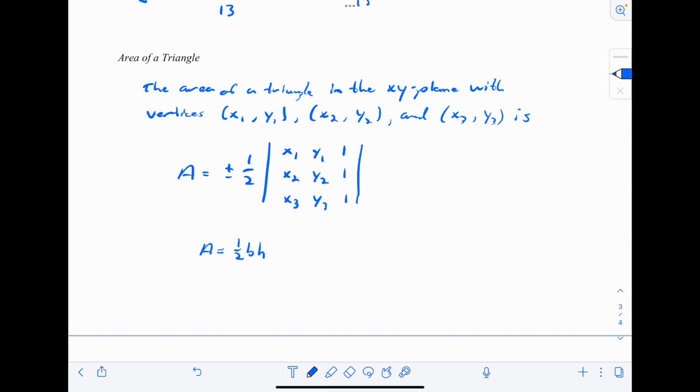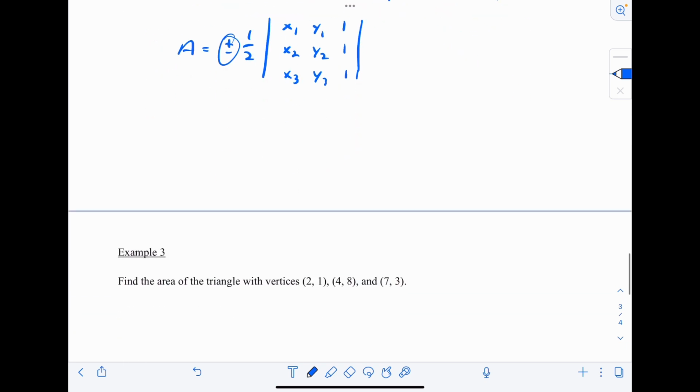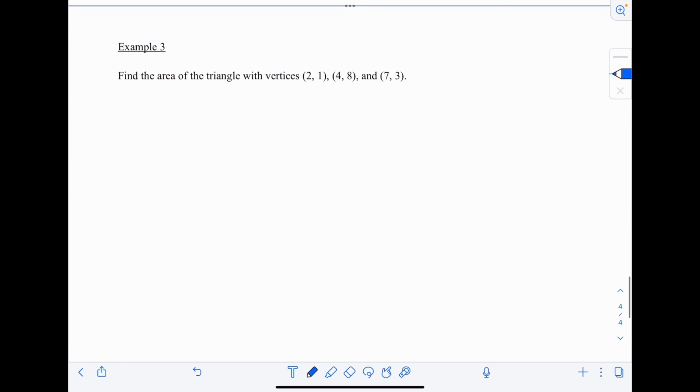Now, the only thing I want to mention here is that plus or minus 1/2. This plus or minus is obviously not saying there are two answers. You don't have a positive and a negative area. All that's there is just saying if you get a negative determinant, you make it positive. If it's a positive determinant, you keep it positive. So that's all that plus or minus is there for, to make the area of the triangle positive. All right, so let's go ahead and do an example of this and wrap up this lesson.